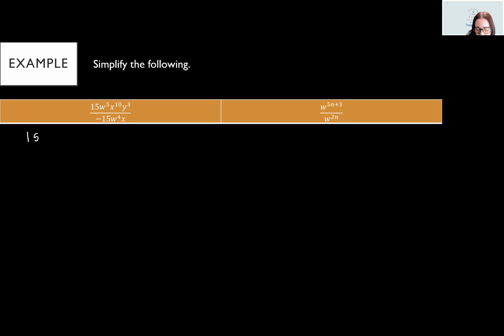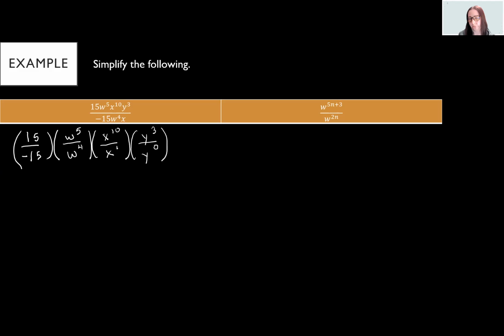So we've got 15 over negative 15. And then w, so I've got w to the 5th over w to the 4th. And then x, so I've got x to the 10th over x, and I'm going to give that a 1 since it doesn't have an exponent. And then y, so y to the 3rd, and then there isn't a y, so that's going to be y to the 0 because there's none of that.